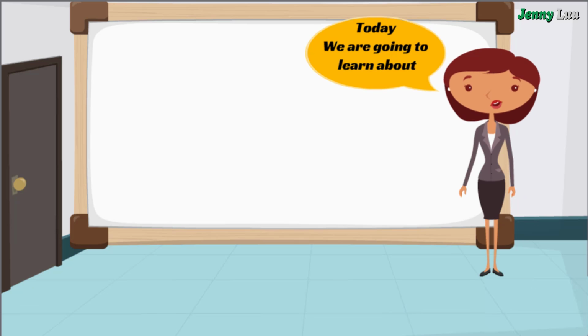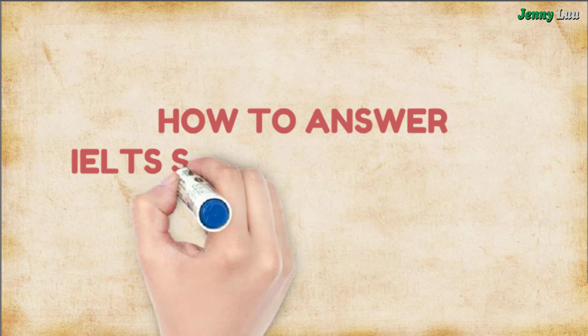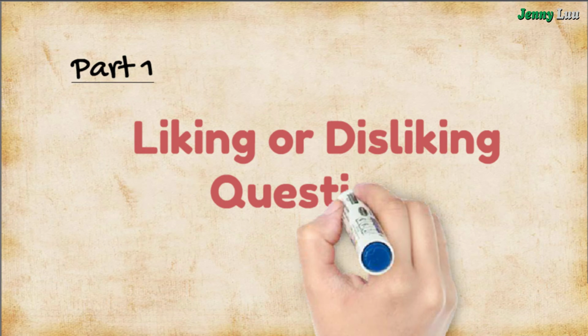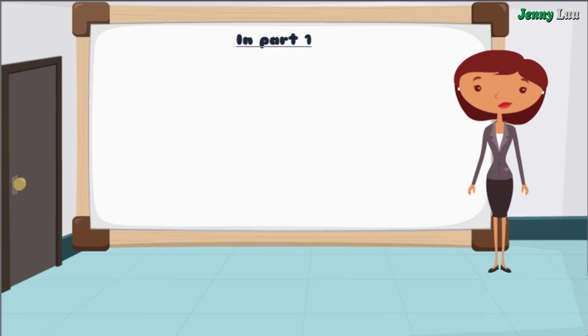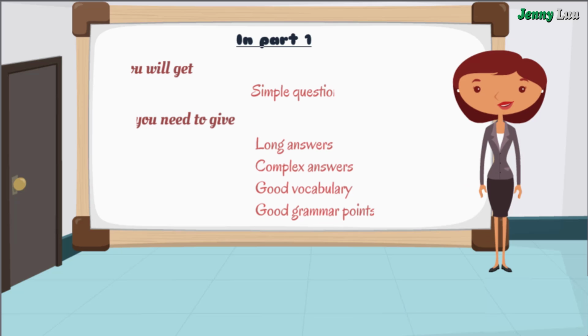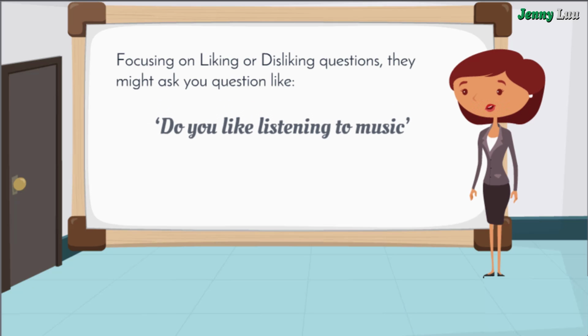Today we are going to learn about how to answer IELTS speaking questions. Part 1: liking or disliking questions. In Part 1, you will get simple questions, but you need to give long, complex answers with good vocabulary and good grammar points. Focusing on liking or disliking questions, they might ask you a question like, do you like listening to music?